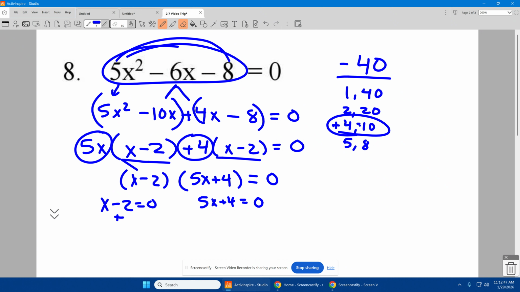Solving this, you add 2 to both sides, and as you can easily see, x is 2. That's one possibility. The other, take away 4, take away 4. 5x equals a negative 4. Divide by 5, divide by 5. X is negative 4/5.